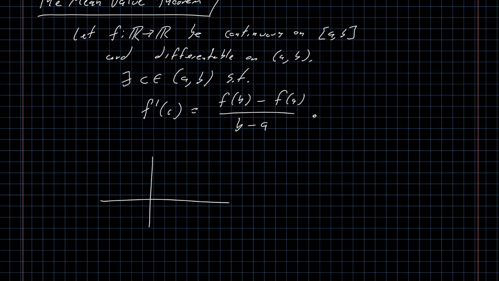Let's draw a quick graph of a function. Let's have a down here. Let's have b up here. Let's try drawing that as a straight line. I'm going to draw a straight line through those two endpoints, or as close as I can. The slope of the line is the change in y over change in x.